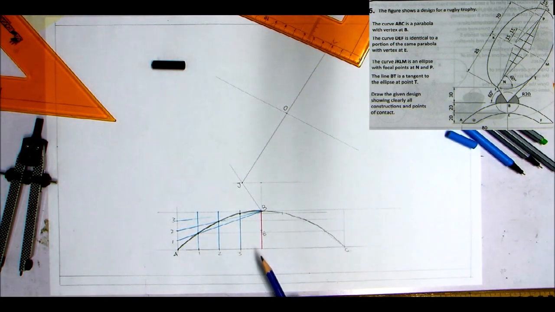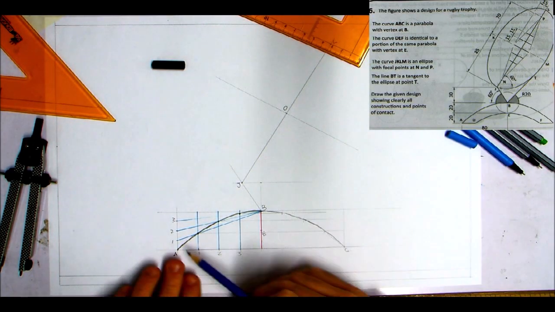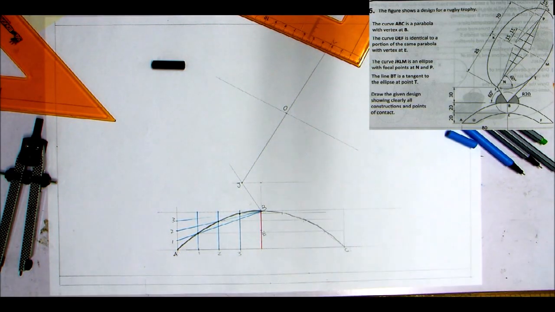Okay, now the second parabola DEF is a portion of this. Now we know that this parabola ABC is 40 millimeters tall. Okay, and therefore, we know that the base is 160 millimeters wide. With the second parabola, DEF, we know that it's 20 millimeters tall, but we don't know how wide the base is.